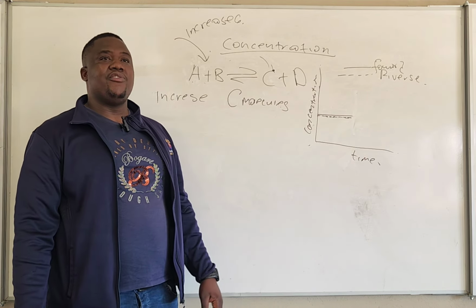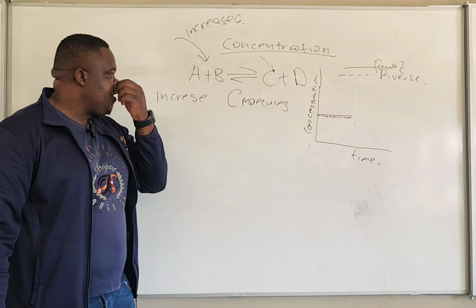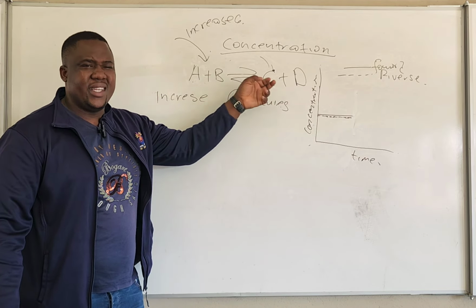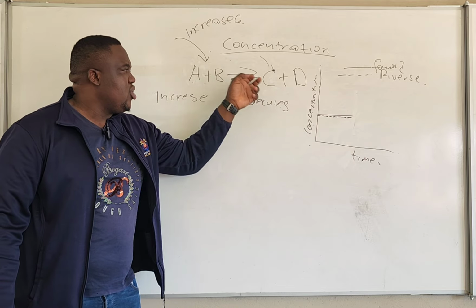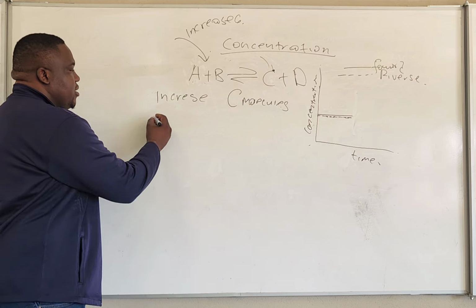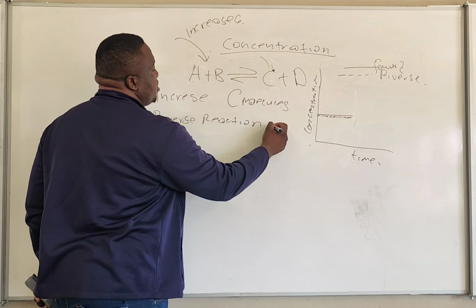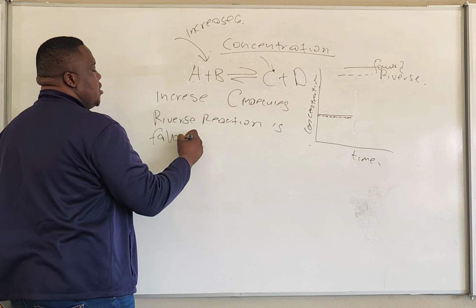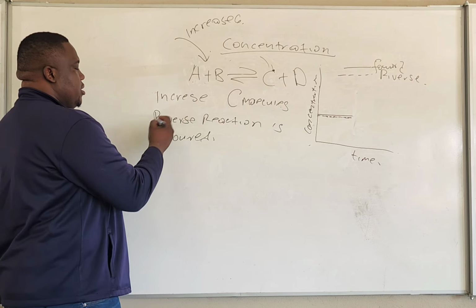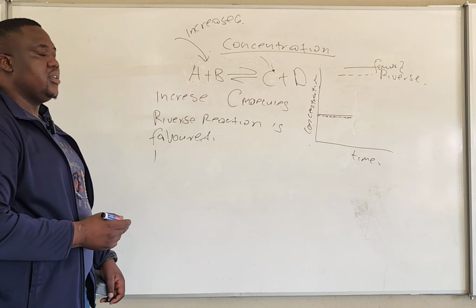So which reaction is going to be favored? Will we favor the forward or the reverse reaction? The reverse reaction is going to be favored. Why is the reverse reaction favored? It's because the reverse reaction uses C. The reverse reaction gets rid of C. So it means that the reverse reaction is favored. Why are we favoring a reverse reaction? Like an increase in C molecules favors the reverse reaction.